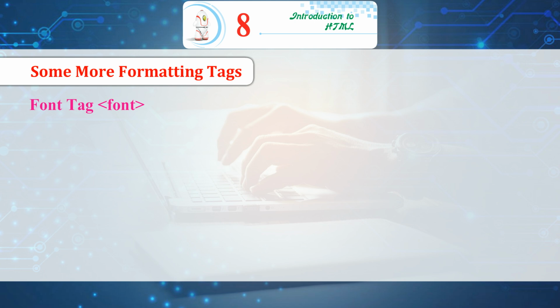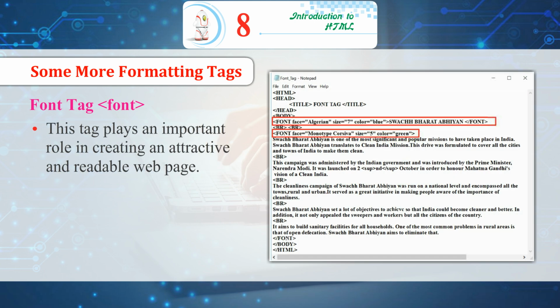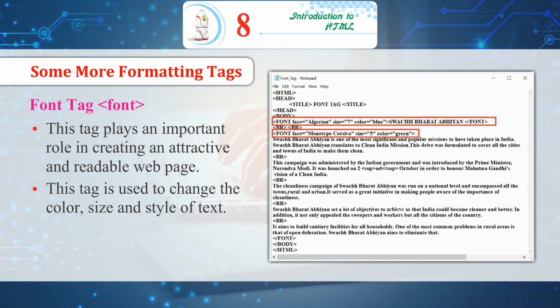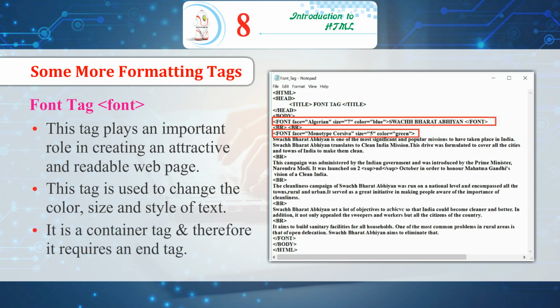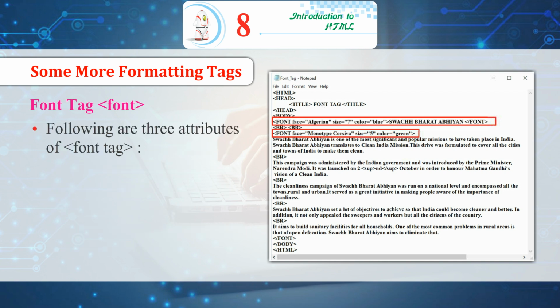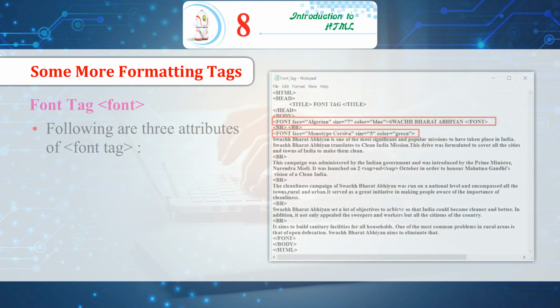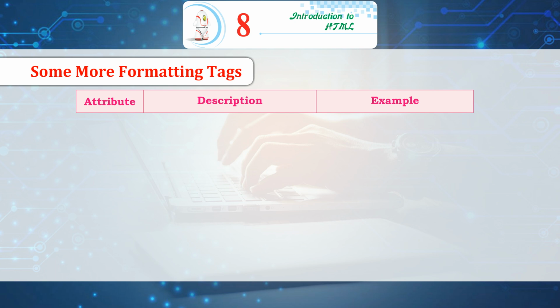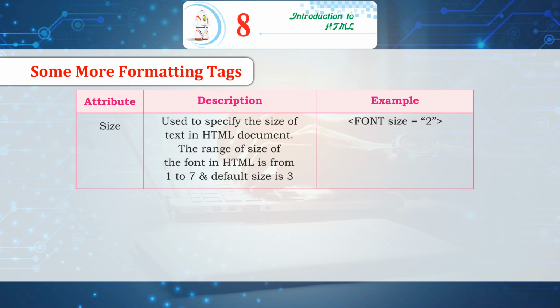Font tag. This tag plays an important role in creating an attractive and readable web page. This tag is used to change the color, size, and style of text. It is a container tag and therefore it requires an end tag. Following are three attributes of the font tag. Attribute, description, example. Size: used to specify the size of text in an HTML document. The range of font size in HTML is from 1 to 7 and the default size is 3.